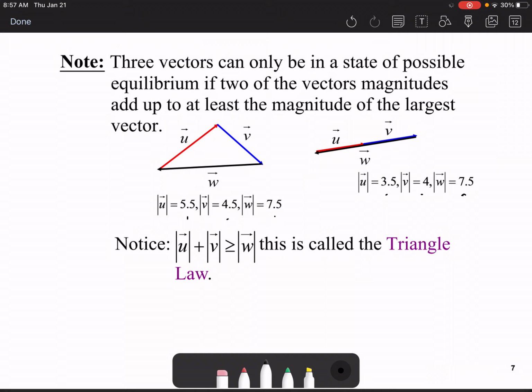So this is what we call the triangle law. The magnitude of u plus the magnitude of v, when added together, has to be greater than or equal to the magnitude of w. And this will always tell you the state of equilibrium for any three vectors. And thus concludes lesson 6.4.